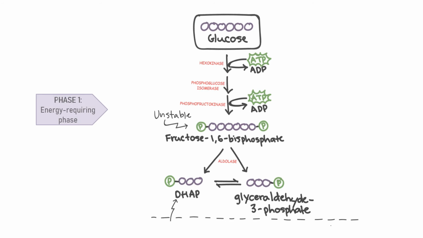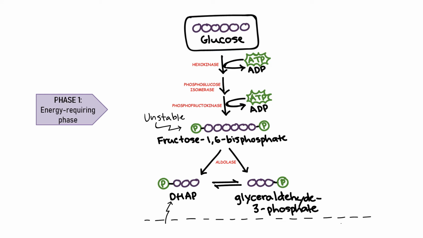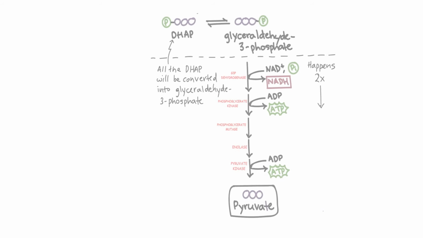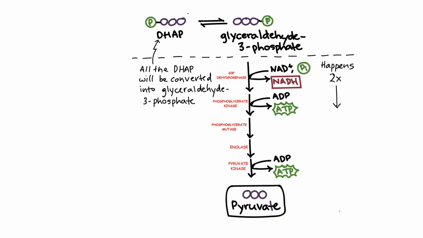Phase 1 is the energy requiring phase. In this phase, glucose gets rearranged and 2 phosphate groups are attached to it. The phosphate groups make a bona fide sugar called fructose 1,6-bisphosphate. Fructose 1,6-bisphosphate splits to form two 3-carbon sugars called DHAP and glyceraldehyde 3-phosphate. Because the phosphates used in these steps come from ATP, 2 ATP molecules get used up. Only one, which is glyceraldehyde 3-phosphate, can directly continue to the next step of glycolysis, while DHAP will be converted into glyceraldehyde 3-phosphate, so both finish the pathway in the end.